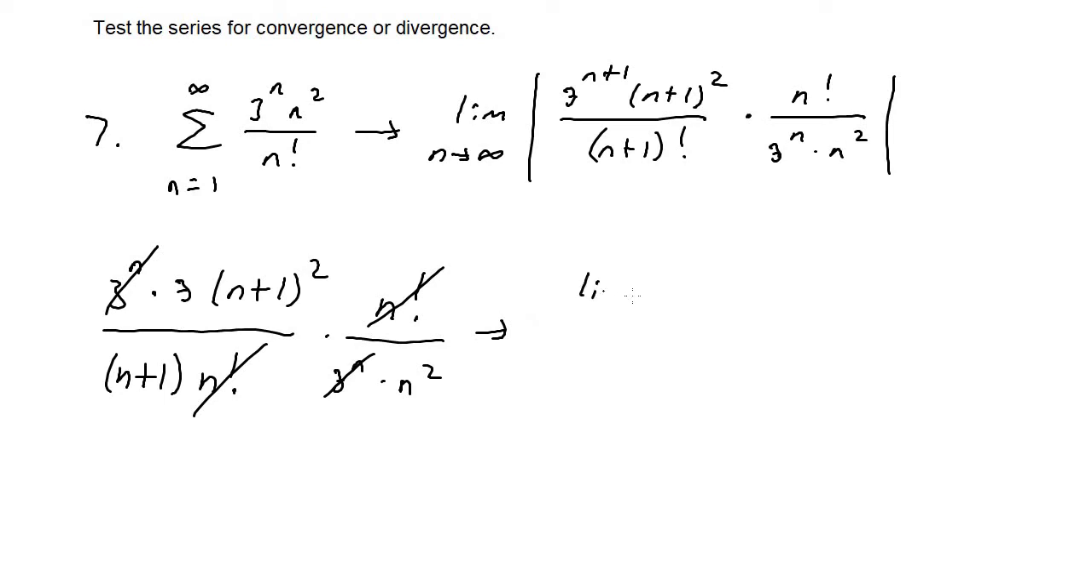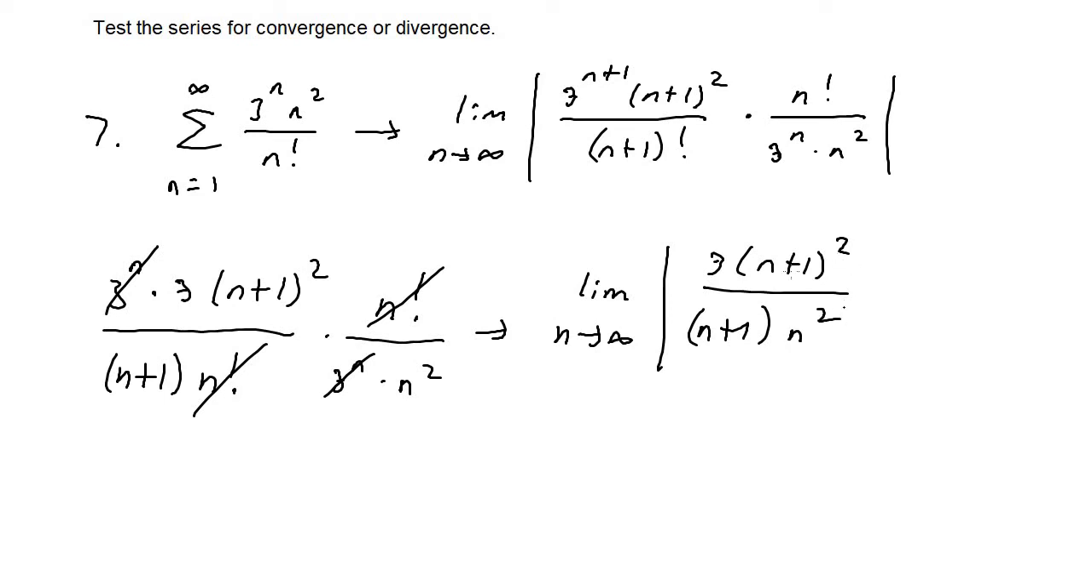And so what we're left with here, I'll come back to the limit now, is the limit as n approaches infinity of the absolute value of what we have simplified this entire thing down to, which is 3 times n plus 1 squared over n plus 1 times n squared. Now realize that one of these n plus 1's can go away, so now we have simplified it down to the limit as n approaches infinity of the absolute value of 3 times n plus 1 over n squared.